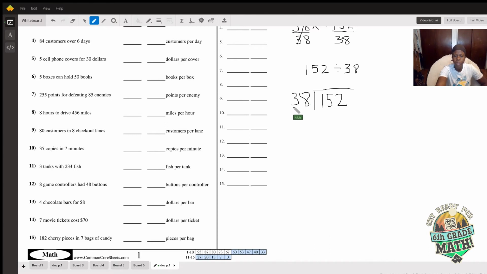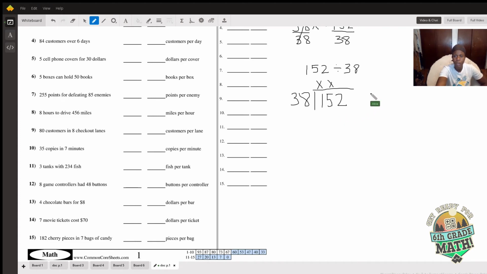So, how many groups of 38 can go into 1? None. How many groups of 38 can go into 15? None. So then we have to do some serious thinking here. How many groups of 38 can go into 152? So let's go through our times tables real quick, and I'm going to do some skip counting.